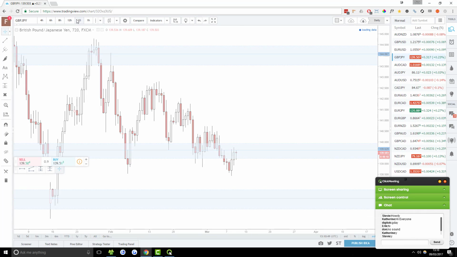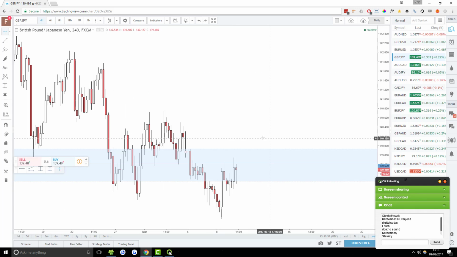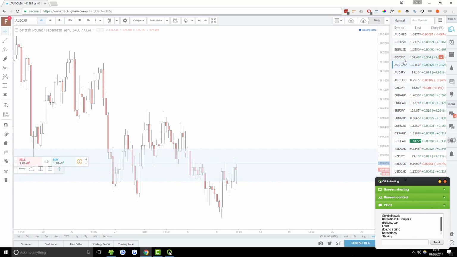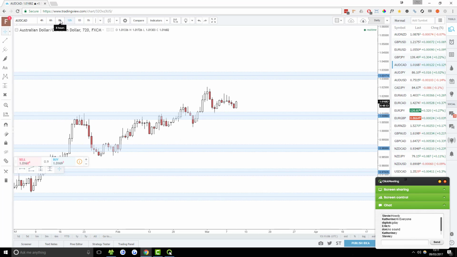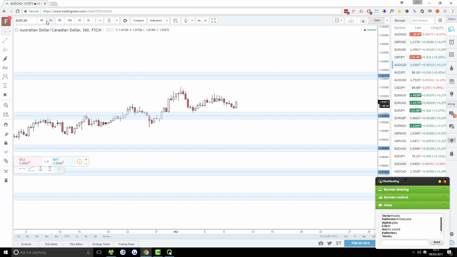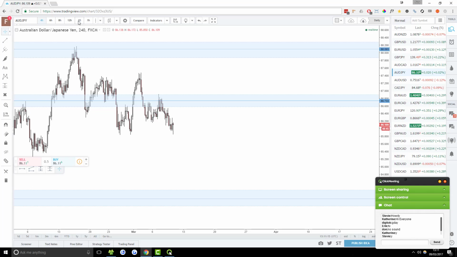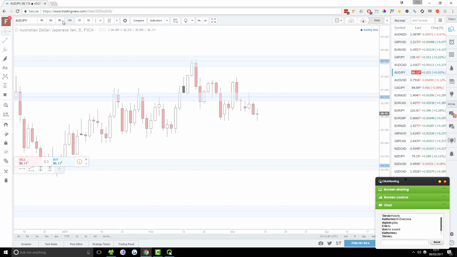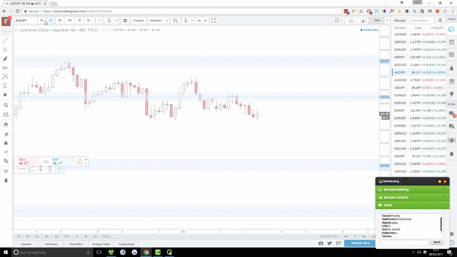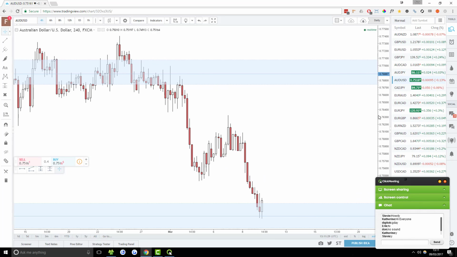All right, GBPJPY. This is kind of doing what I was expecting yesterday, stalling at this resistance area, but there's nothing really tradable here. So let's not bother with that anymore. AUDCAD, what is going on with AUDCAD? In between two support resistance areas, nothing much happening. AUDJPY, let's check that out. Nope. AUDUSD.